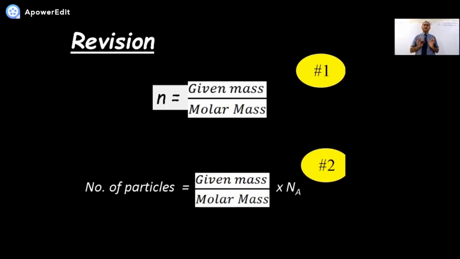It needs a lot of effort from my side, from your side. Practice, practice, and practice. Only then. That's why I'm explaining it to you again. So the formula becomes number of particles equal to given mass upon molar mass into Avogadro number.